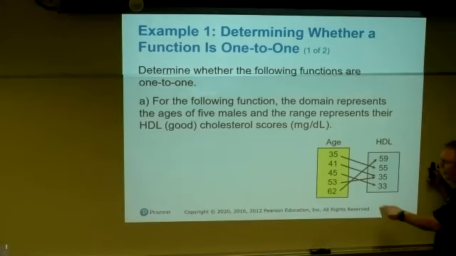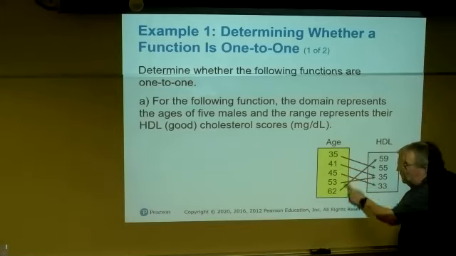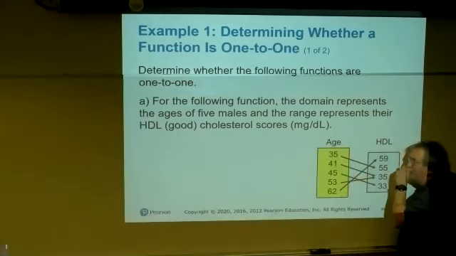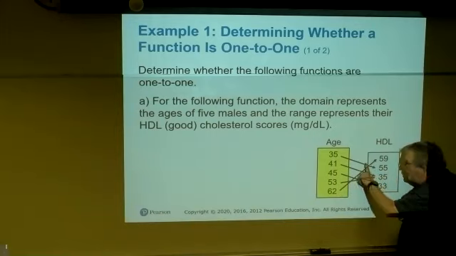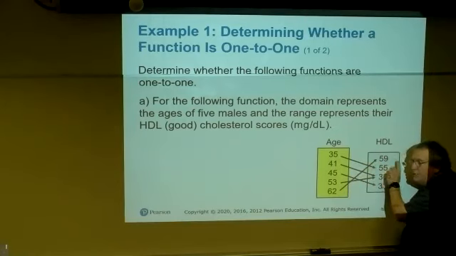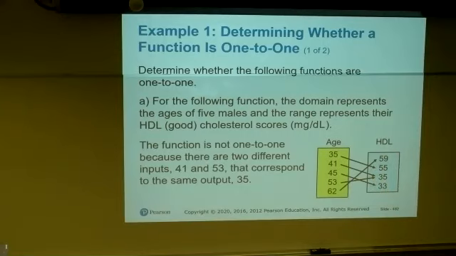It's a function because we only have one arrow coming off of each of these. But for it to be one-to-one, each of these y values can only have one arrow going to it. 35 has two arrows going to it, which makes it not one-to-one. And that's what they say: we have two different inputs going to the same output.